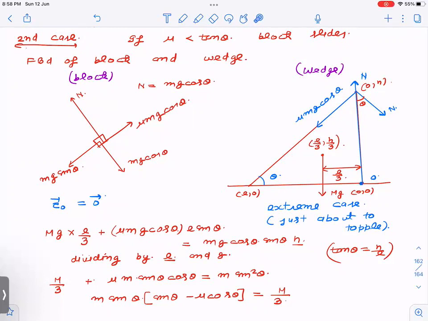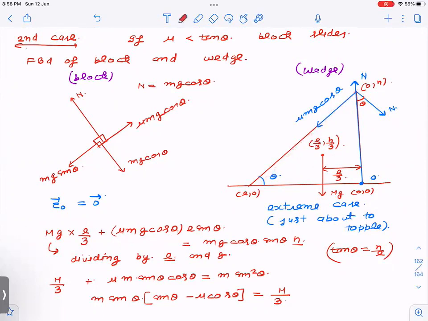Fine. So let us see which forces are going to provide torque. This is mg into L by 3. This is clockwise torque. This is the point, this is mg, so it will try to rotate this way. So clockwise torque. Now if you see, mu mg cos theta is also trying to rotate this way, so mu mg cos theta torque will also be added.